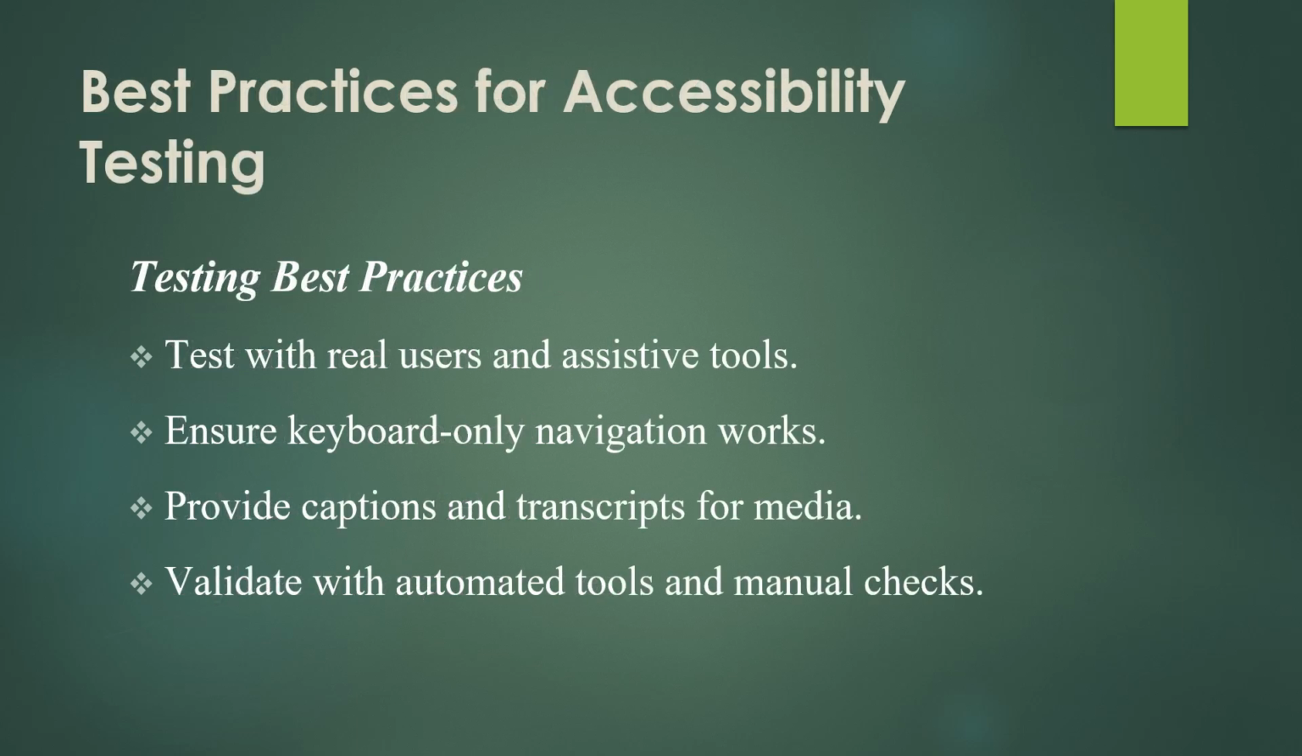To make your app truly accessible, follow these best practices. Test your app with real users who rely on assistive technologies such as screen readers. Ensure your app supports keyboard-only navigation, as some users cannot use a mouse. Provide captions for videos and transcripts for audio content to support users with hearing impairments. Combine automated tools like Axe with manual checks to ensure all accessibility gaps are addressed.